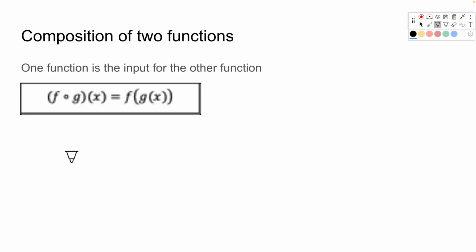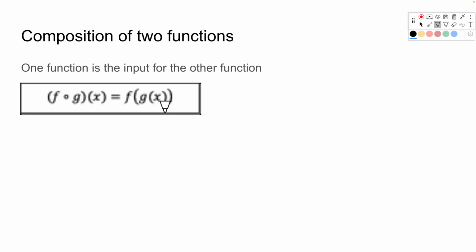Sometimes we call this f o g, but it's really f composite g. That little circle is not really an o, but sometimes it's easy to call it f o g. This first notation can be confusing because it's like, well, which comes first? But whatever one is closest to the x, that's the one that gets the input first. So x goes into the first function, the closest function, in this case the g function.